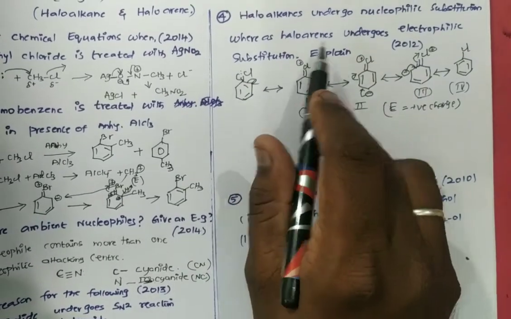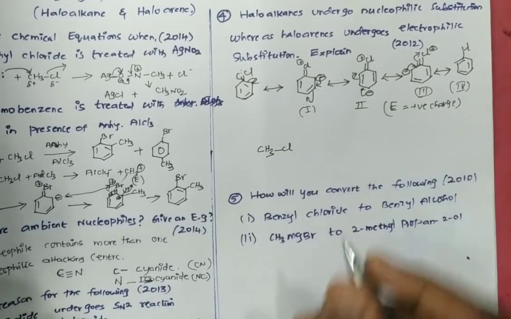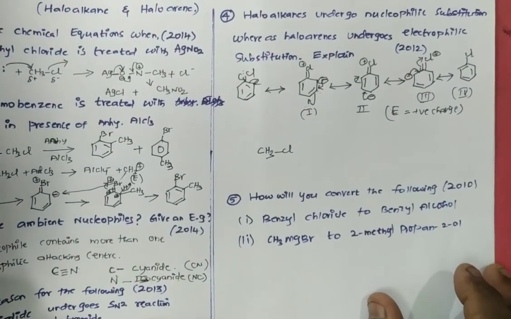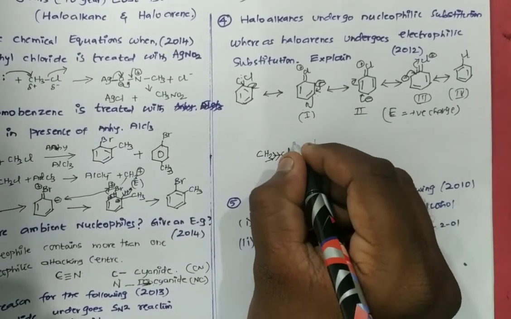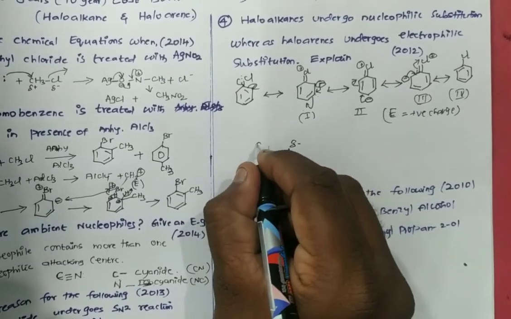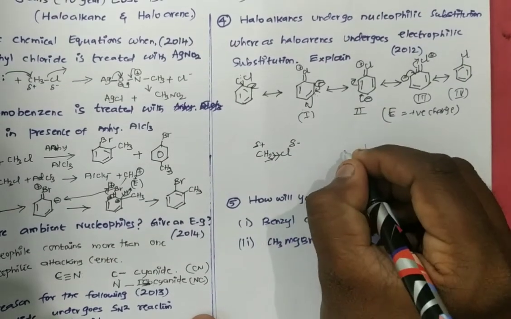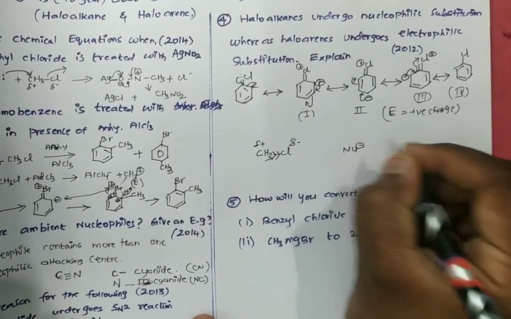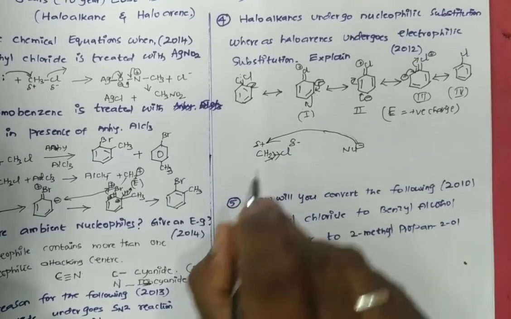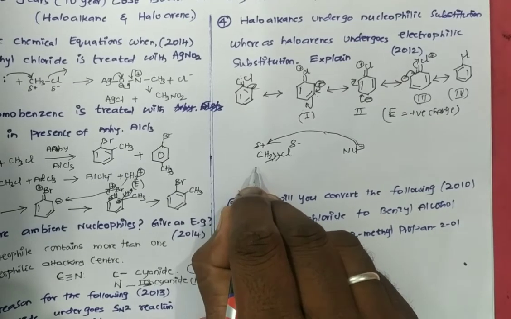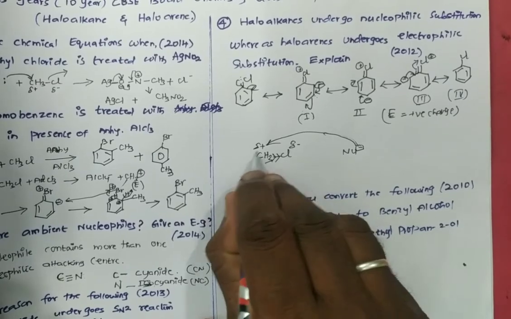But in the case of a haloalkane, suppose I take CH3Cl as an example of a haloalkane. Here chlorine is highly electronegative, so it pulls the electrons. Because of that, it gets a negative charge and the carbon gets a positive charge. Now the nucleophile will come and attack. A nucleophile having a negative charge will approach the positively charged carbon. Are you able to understand? So carbon forms an electrophilic center.